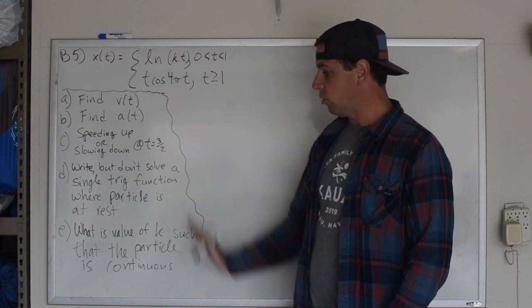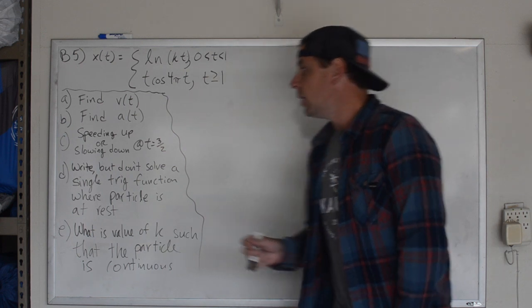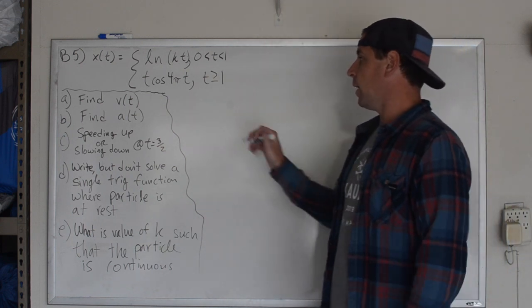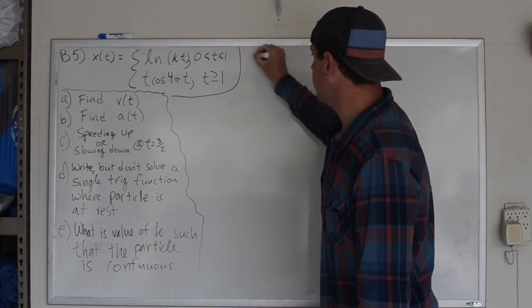And they've asked us to do a whole plethora of things. We have 5 parts again to this problem. And so, what we're going to do is get into part A. For part A, what they've asked us to do is define v of t.